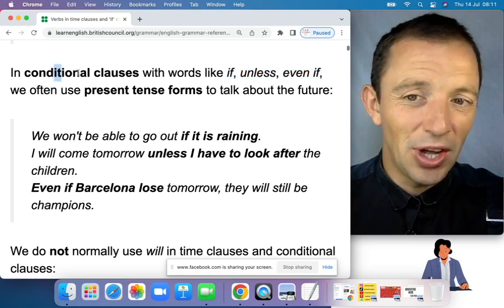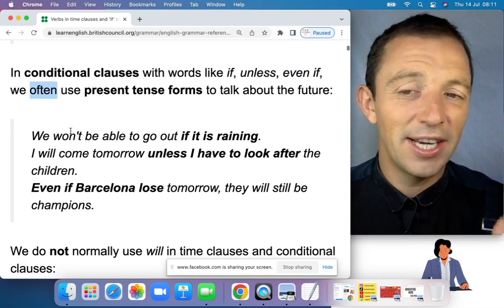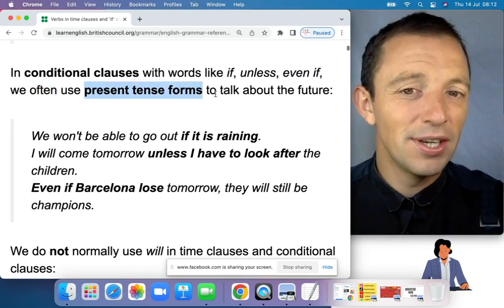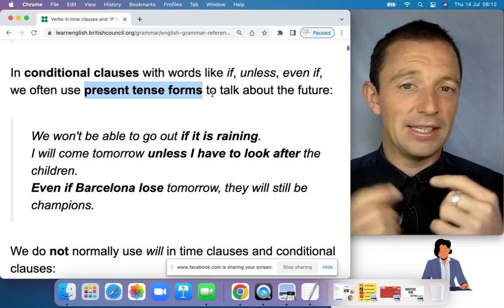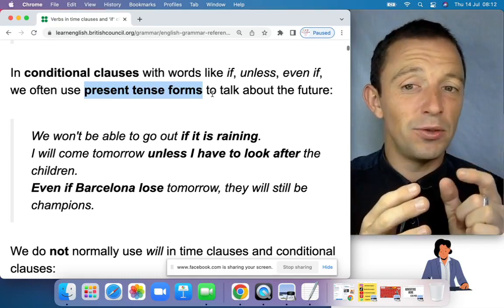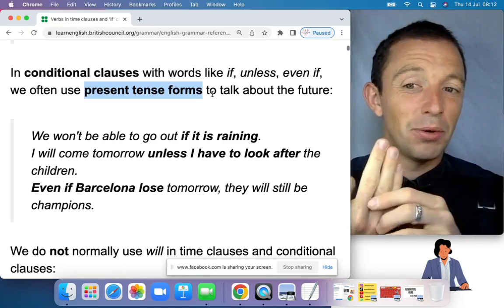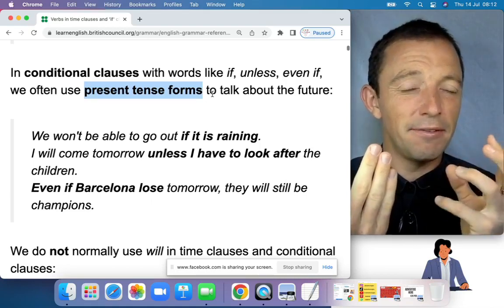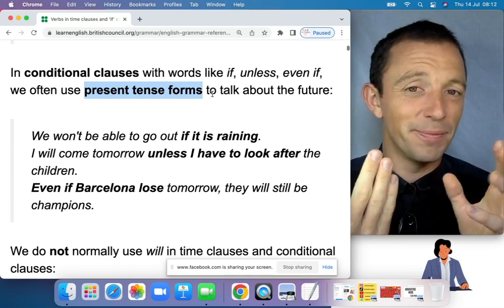In conditional clauses with words like if, unless, even if, we frequently, regularly, often use the present tense forms again to talk about the future. This is the same as the time clause above. We use the present tense to speak about the future when we have words such as when, after, until, but also in conditional, when we have words like if, unless, even if, this is also possible to use the present tense to speak about the future.